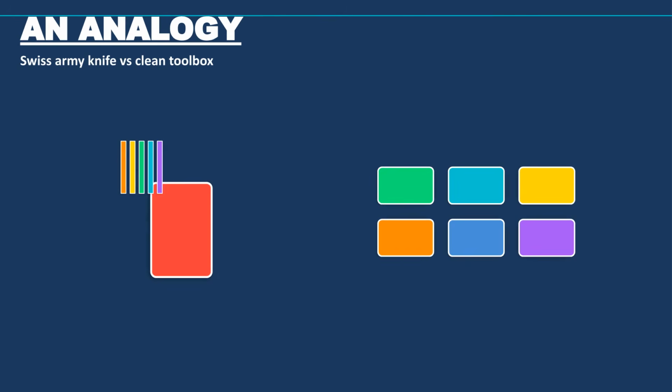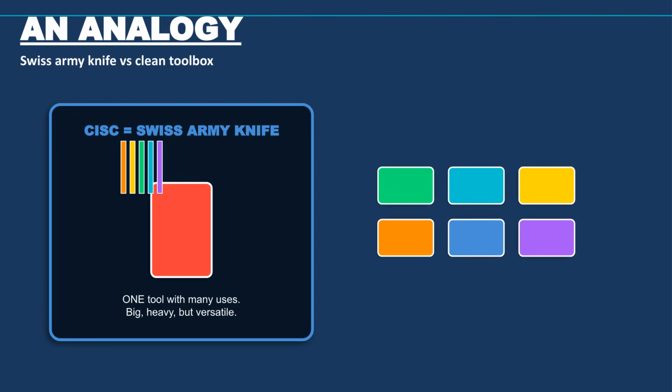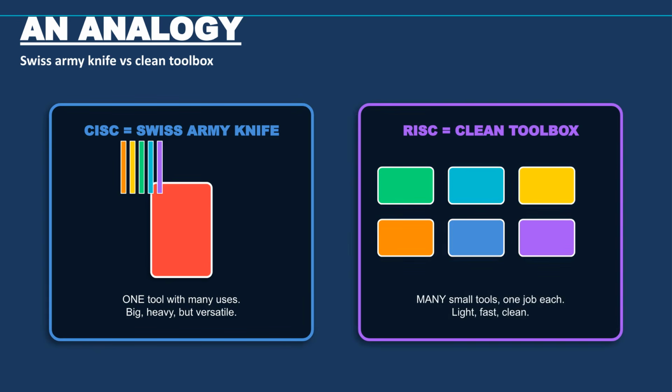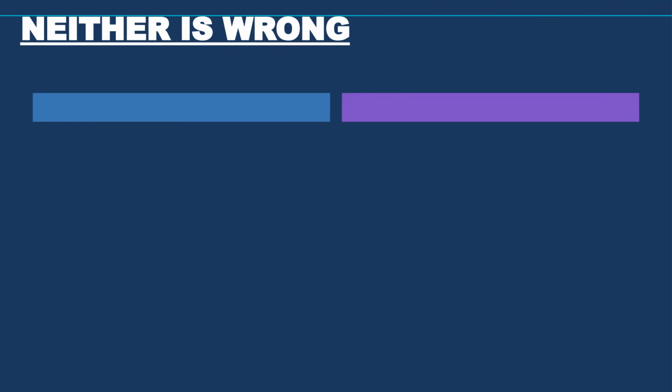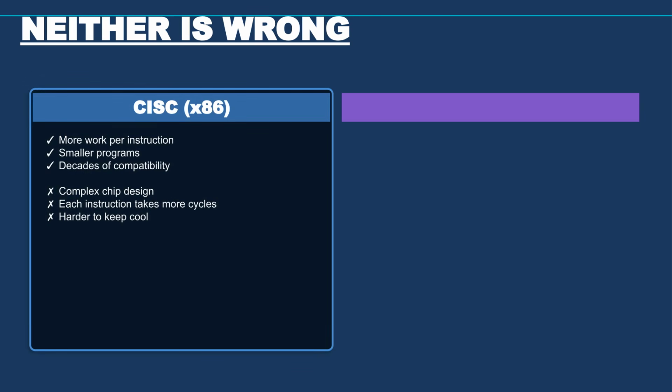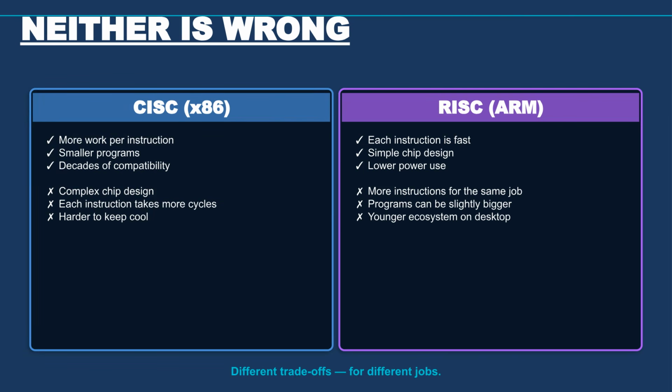An analogy helps explain this. CISC is like a heavy but versatile Swiss Army knife, combining many functions into one tool. RISC is like a clean toolbox, with many small, specialized tools, making it lighter and faster overall. Neither approach is wrong. They represent different trade-offs. CISC offers more work per instruction and decades of compatibility, but is complex. RISC is faster per instruction and simpler in design, but requires more steps for the same job.